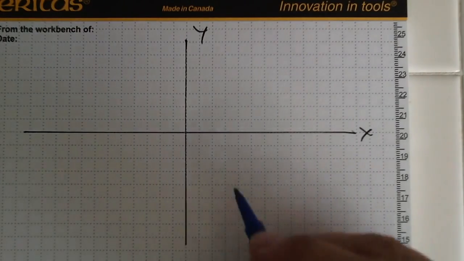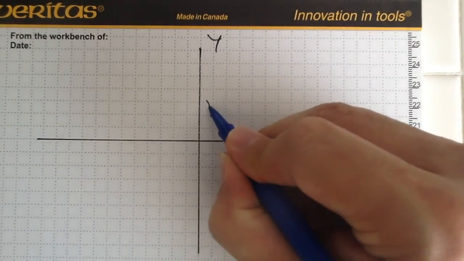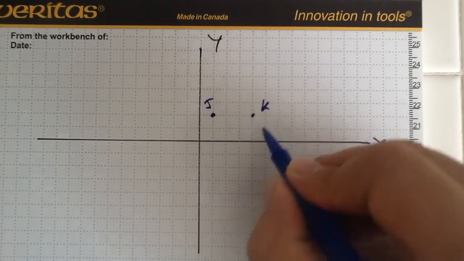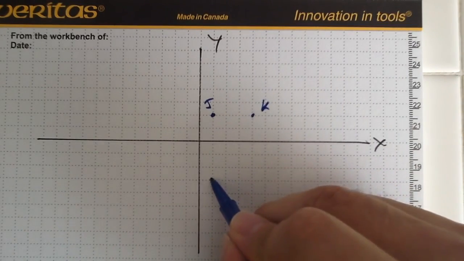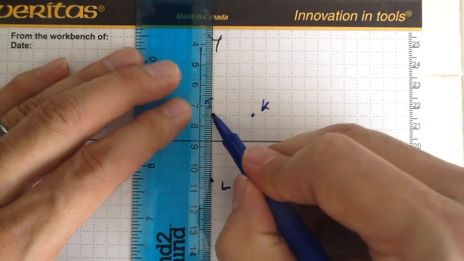Alright, so first thing, of course, we would do is graph the triangle they're asking, which is J at (1, 2), K at (4, 2), and L at (1, -3). Alright, so there's our triangle.